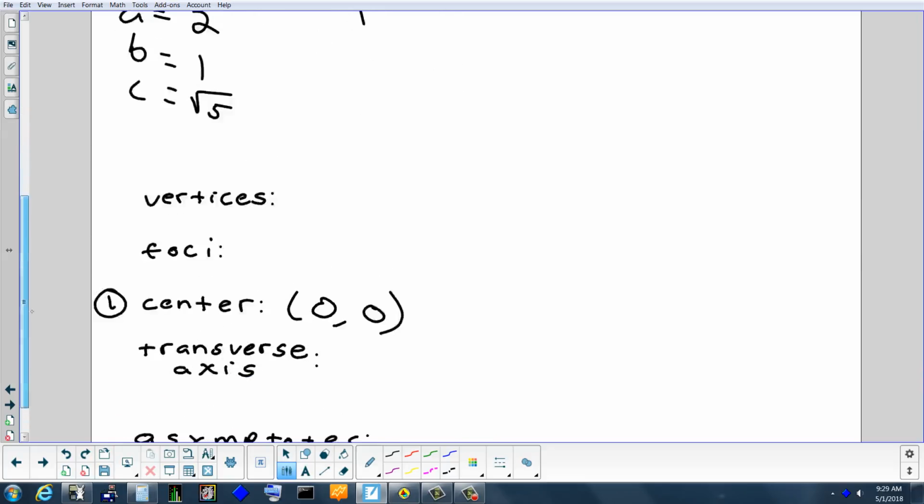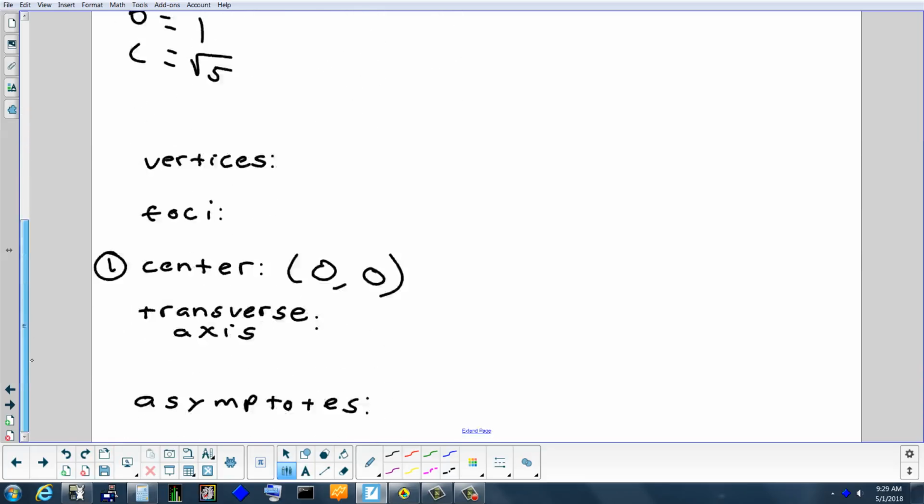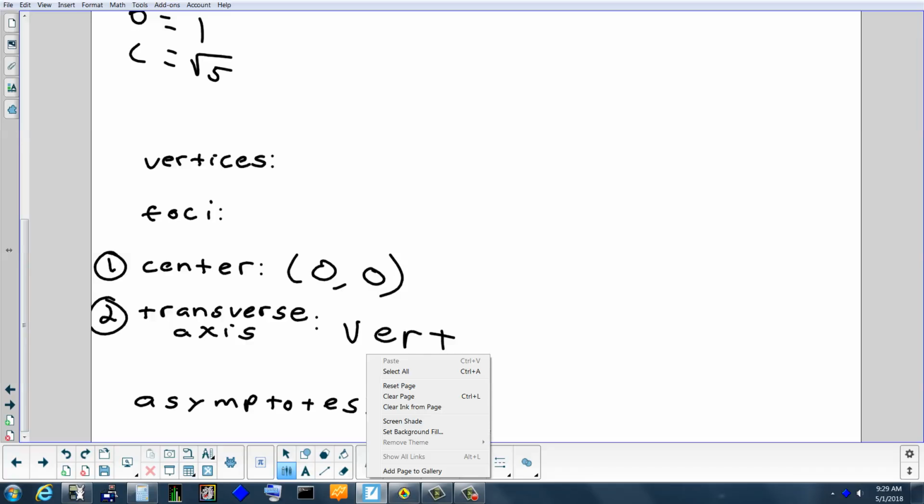Tanya, which way does my transverse axis go? It's vertical. The y is positive. Okay, whichever one is positive. So now I know where the center is, and I know everything is above and below it. So now I can find what I need to find. I guess technically you could do the asymptotes. Those are kind of separate. But in terms of the top 4 things, do these 2 first. Okay, vertices.